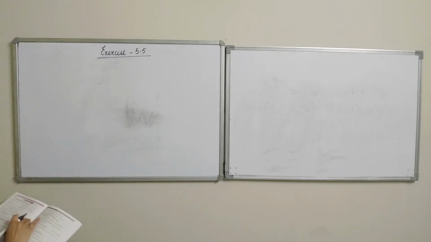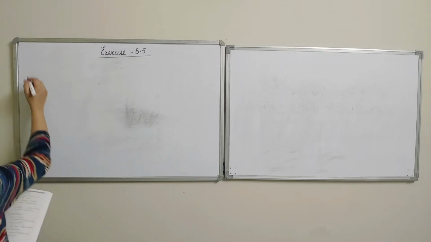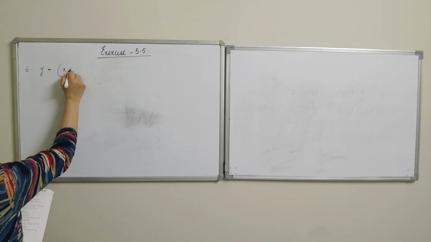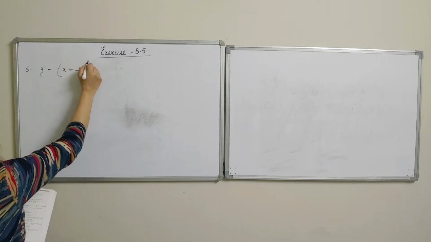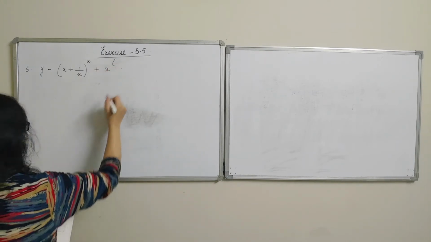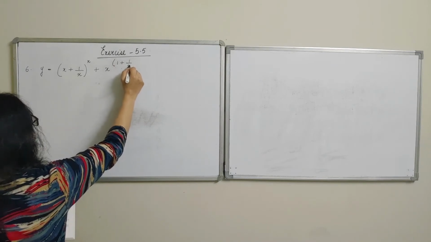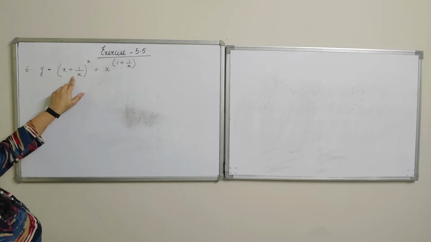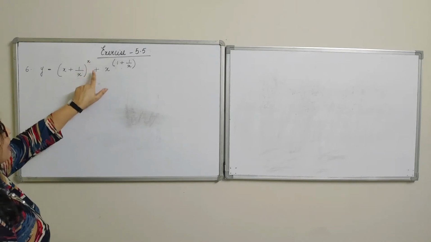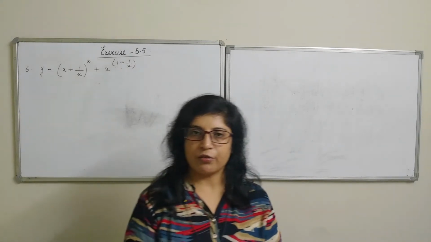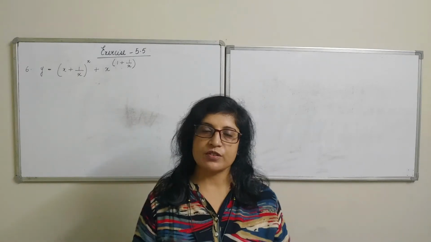So the next question that I'm going to take up is question number 6. y is equal to (x plus 1 upon x) to the power x plus x to the power (1 plus 1 by x). Okay. So here you notice that this is a function raised to another function plus a function raised to another function. So we have got two special functions on the right hand side, and these two special functions are being added.